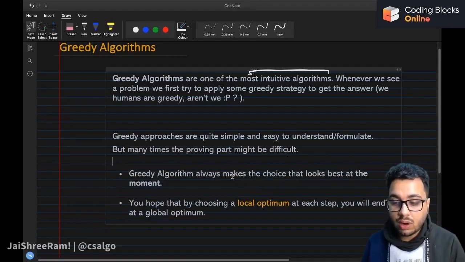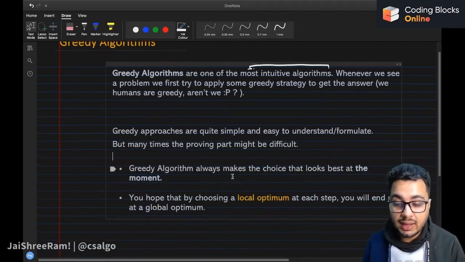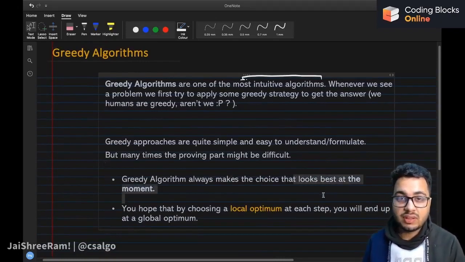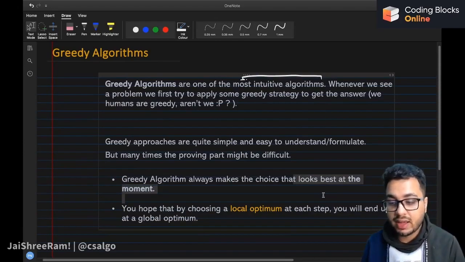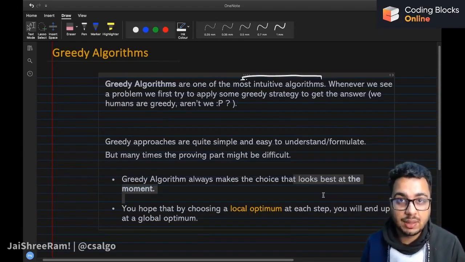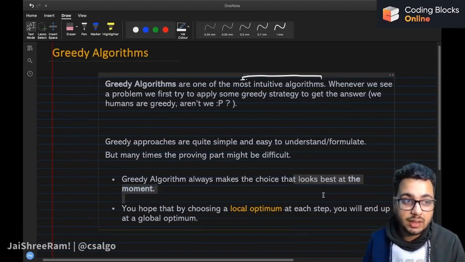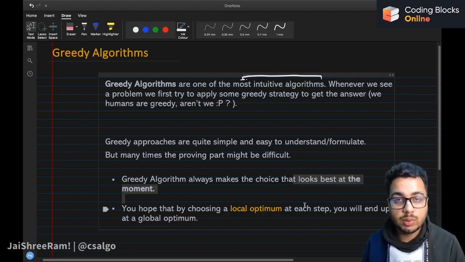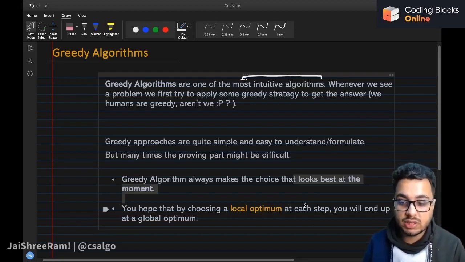So what does a greedy algorithm do? A greedy algorithm always makes a choice that looks best at the moment. Suppose I'm standing at a particular point and I have three options to go to the next step, so which option will I pick? If I pick all the options and see which is the best, then it will be either a brute force method or a DP based method.